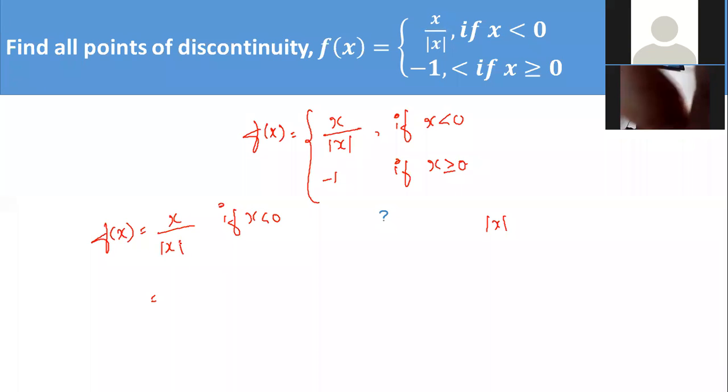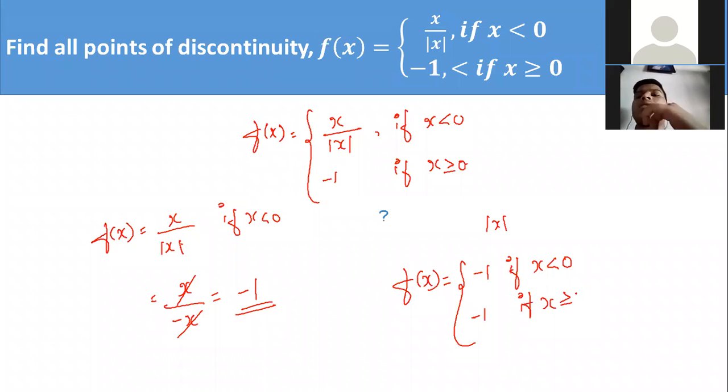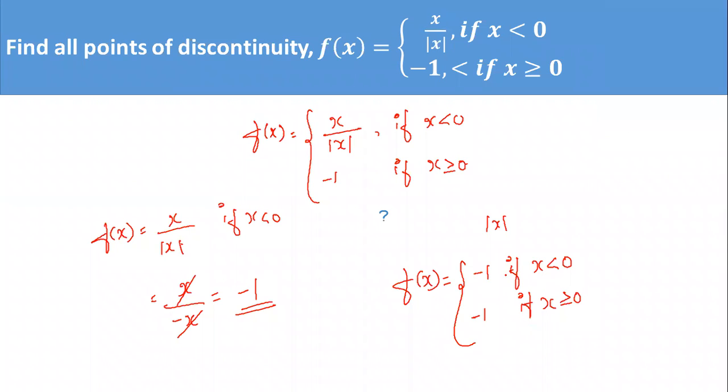So what can we do here? Instead of mod x, we can write minus x. So x by minus x is equal to minus 1. So what happens to your f of x? F of x now changes to minus 1 if x is less than 0, and it is minus 1 if x is greater than or equal to 0. What kind of function is this, students? What kind of function is it?